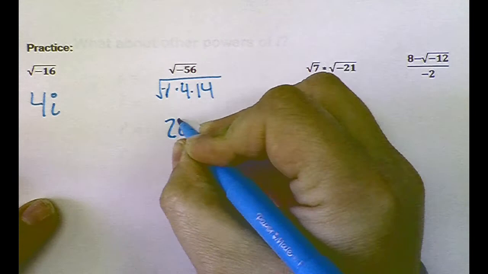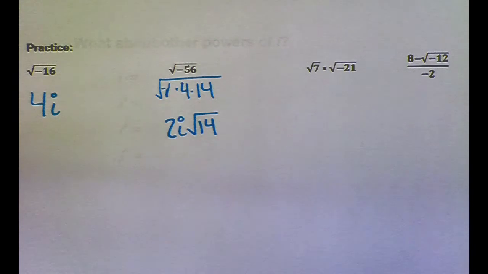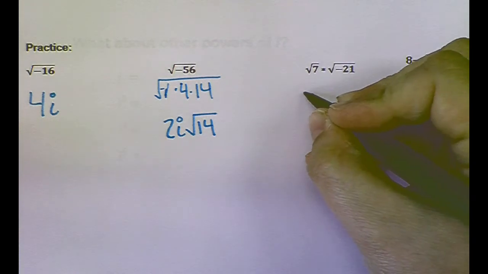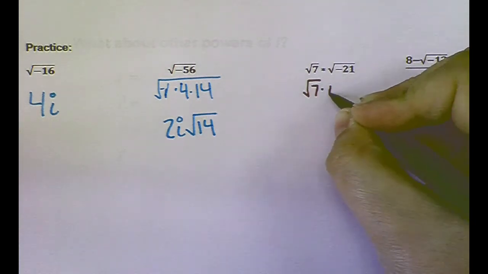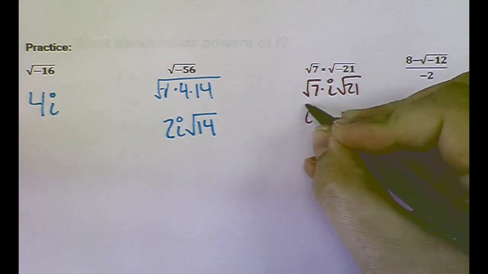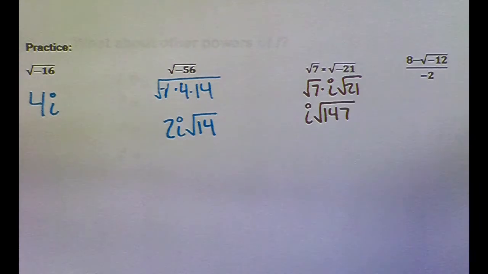The square root of negative 1 is i, and the 14 stays stuck. If I take the square root of 7 times the square root of negative 21, I want to simplify the square root of negative 21 first. So I have the square root of 7 times i square root of 21. Then I can multiply my square roots together, so I get i square root 147.